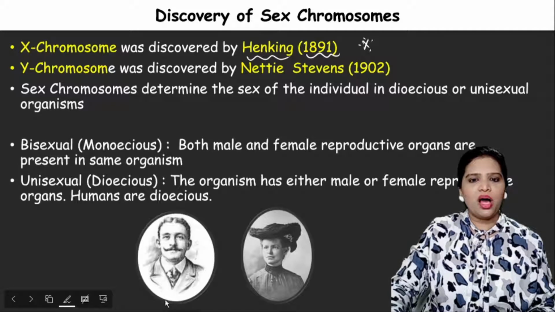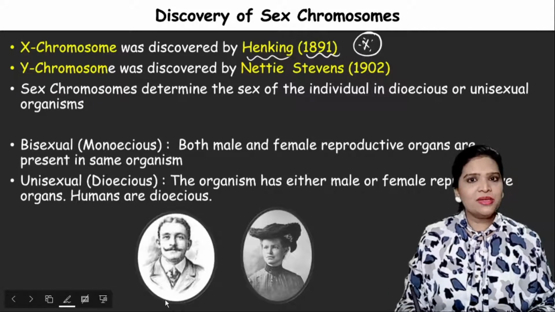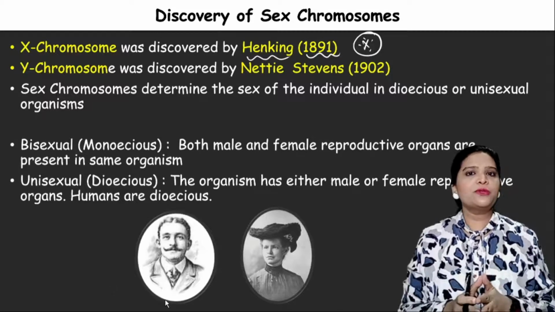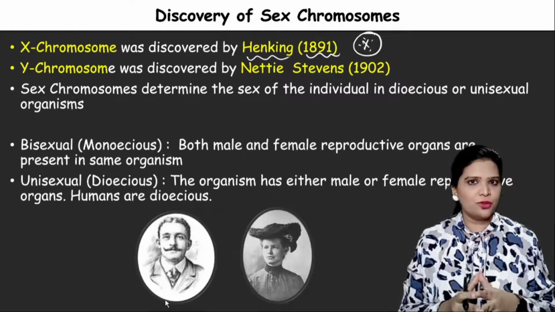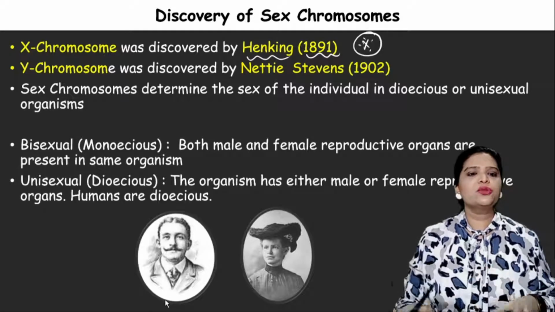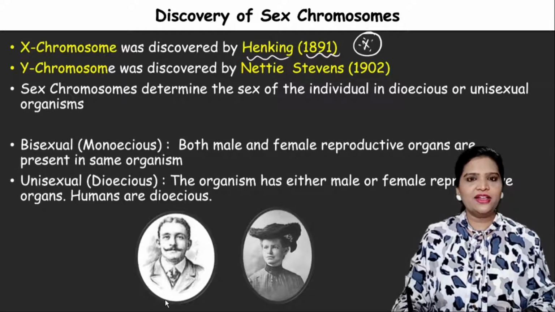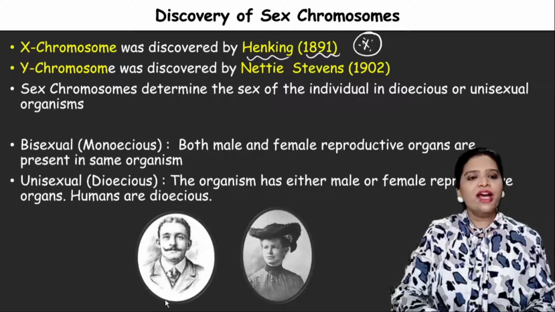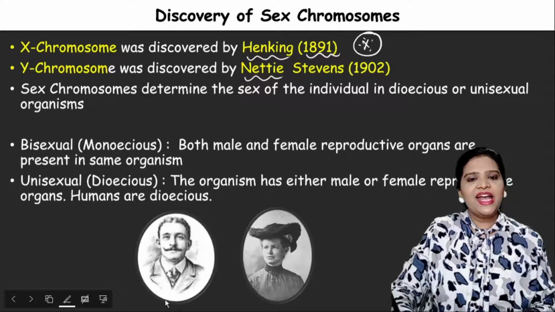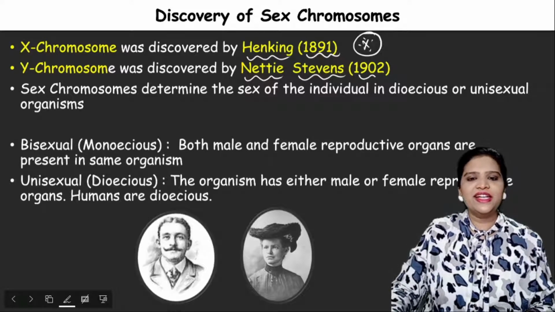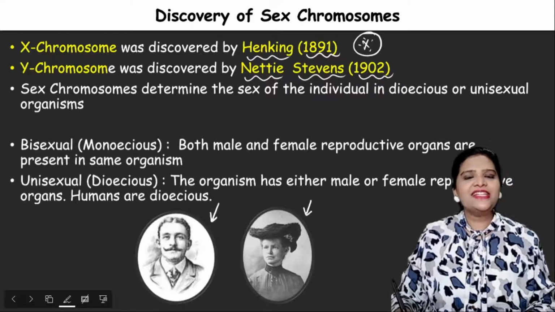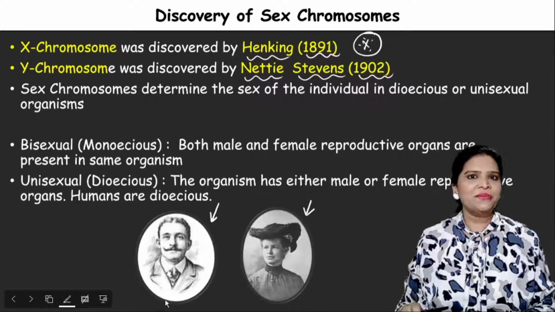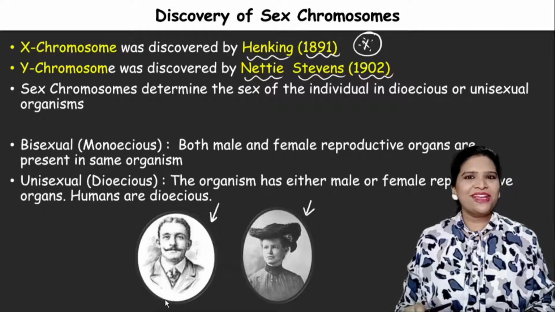So these two are very important. And similarly, we know that the Y chromosome is also present, right? X chromosome and Y chromosome. These are called the sex chromosomes. The X chromosome was discovered by Henking in the year 1891 and the Y chromosome was discovered by Nettie Stevens in the year 1902. This man is Henking and Nettie Stevens is a lady. She discovered the Y chromosome.